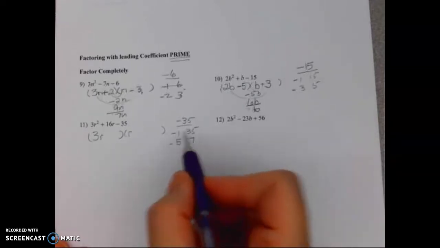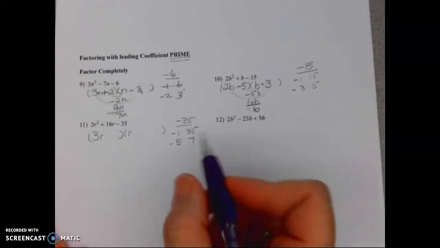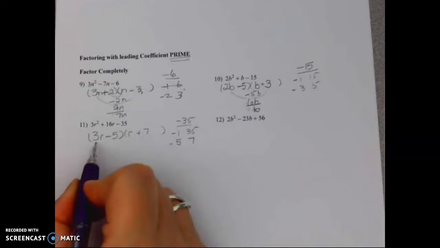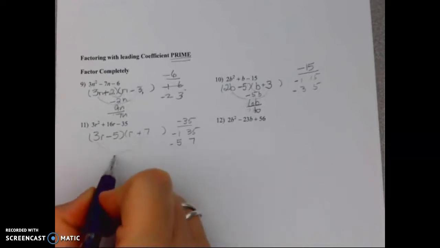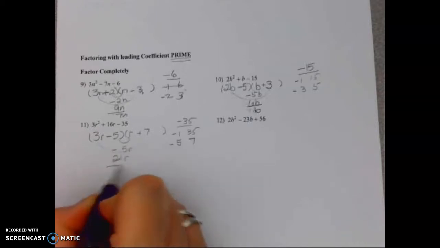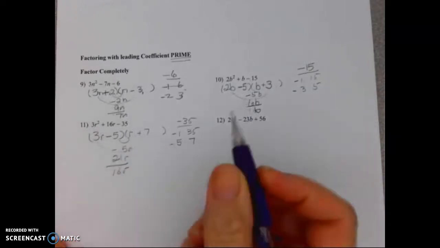I feel like these numbers aren't going to work. Let's try the 5 and the 7. Minus 5 plus 7. Outside loop gets me 21r. Inside loop gets me negative 5r. Oh my gosh, first try.